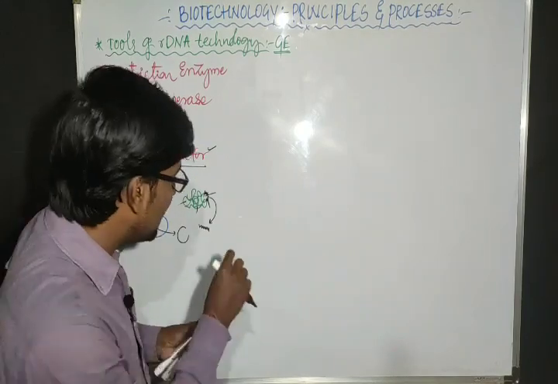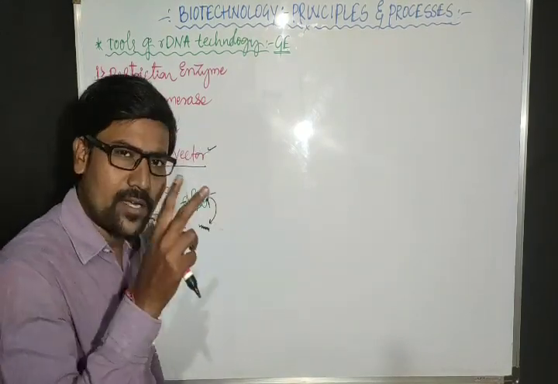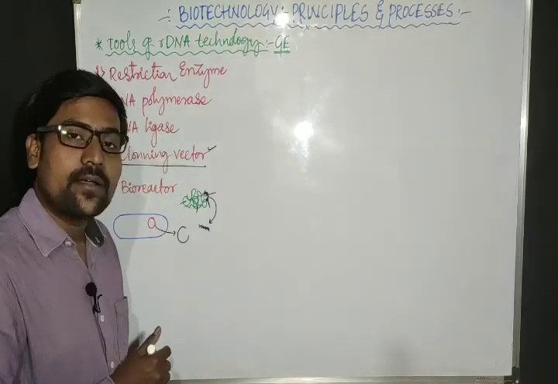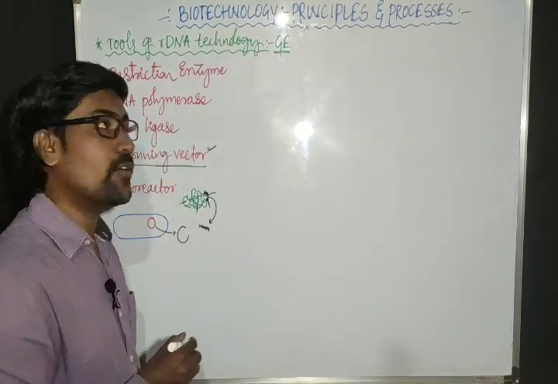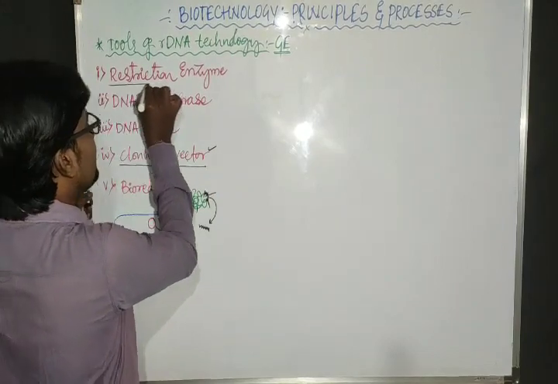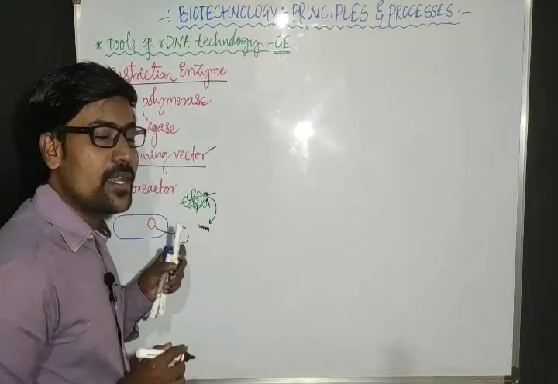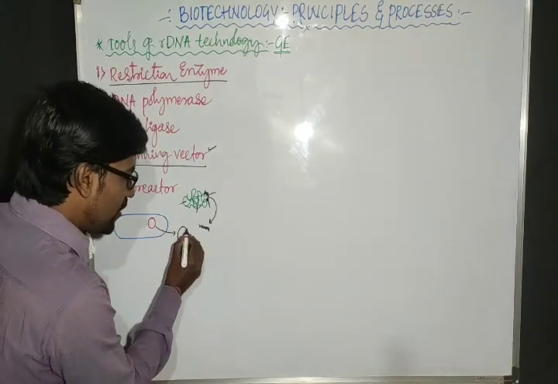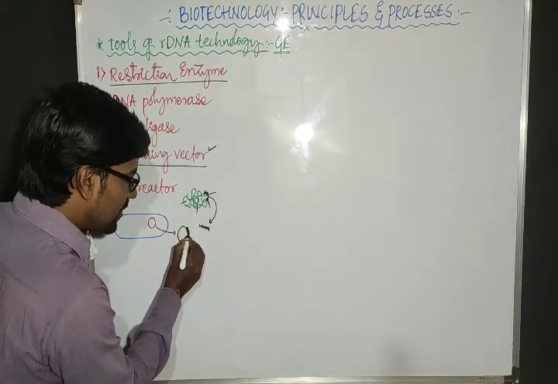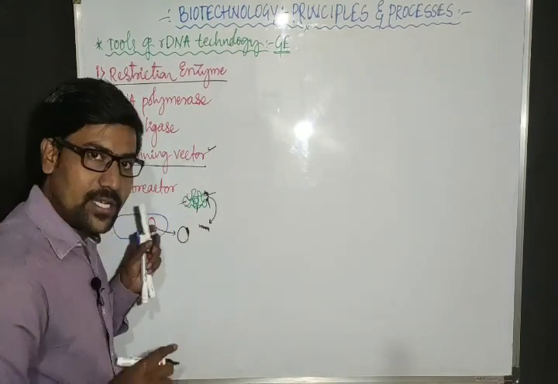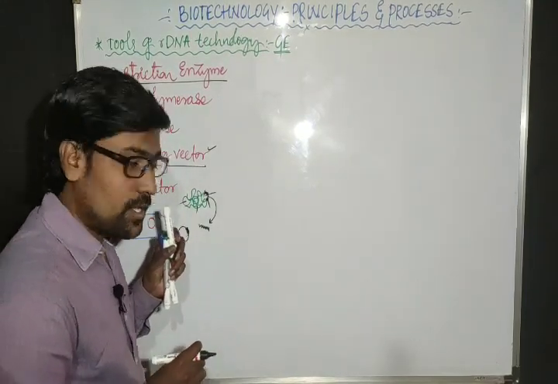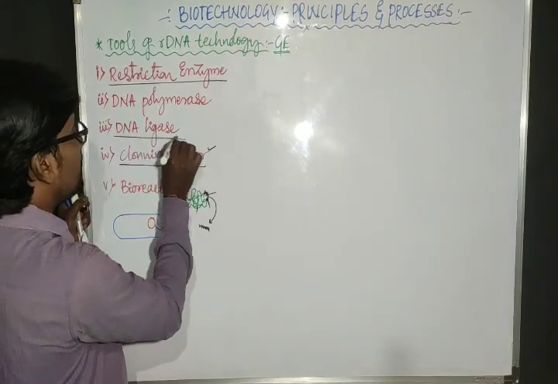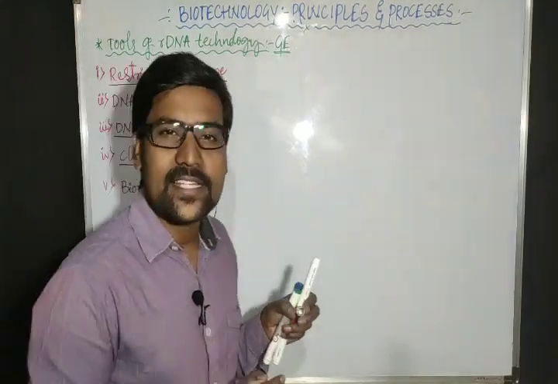Because of that reason, here the DNA should be cut at a particular place. Here also DNA should be cut at a particular place. For that reason, we have this enzyme. Which enzyme? Restriction enzymes. After cutting, we need to join them. The plasmid is joined with the DNA, that means the gene. To join, we have one more enzyme, that is the DNA ligase enzyme.